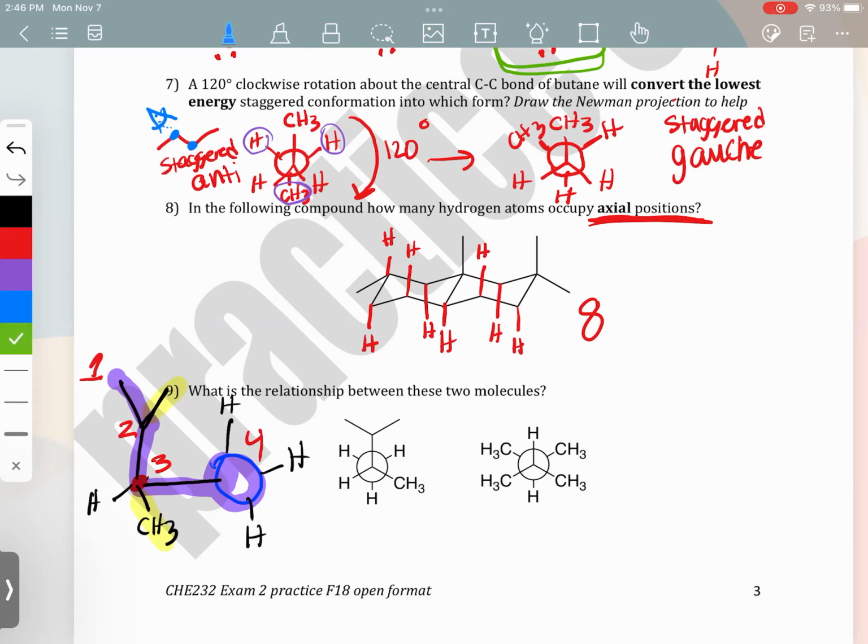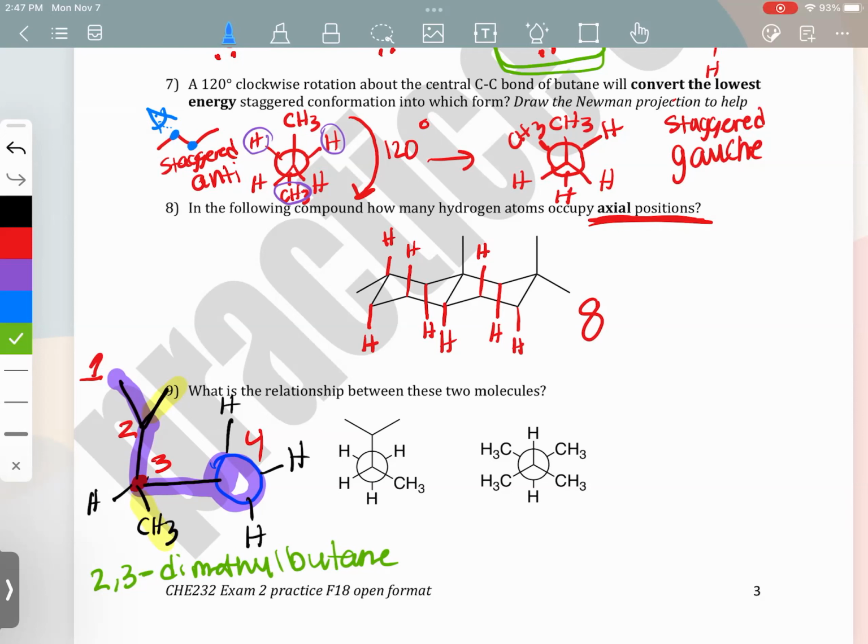All right, now we have all the information we need to name it. You have 2 methyls, one on carbon 2, one on carbon 3. So what is the name? 2,3-dimethylbutane. This is the name of our first molecule.